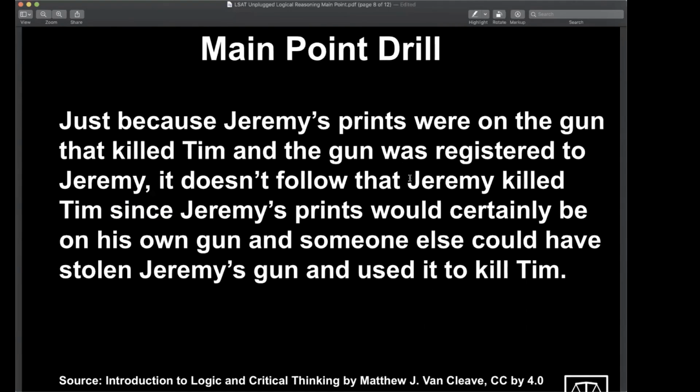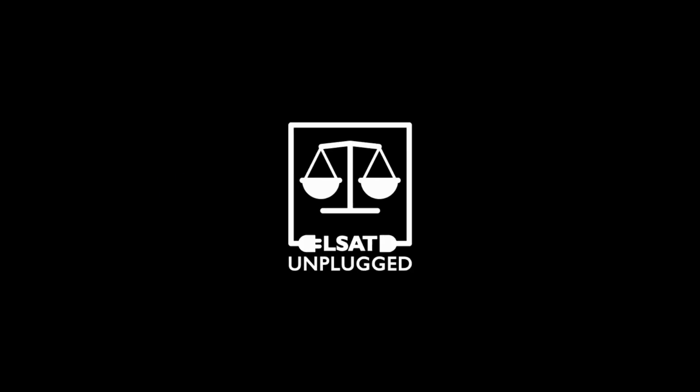So as Maggie wrote, Jeremy killed Tim is the main conclusion. And it doesn't follow that is the indicator word, indicator phrase, supporting or indicating that conclusion.